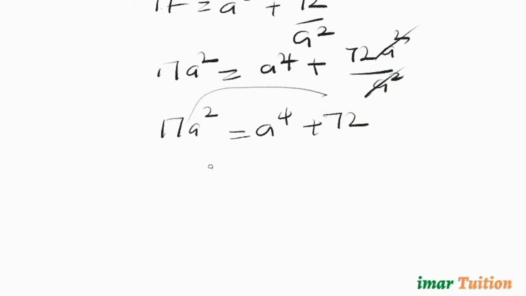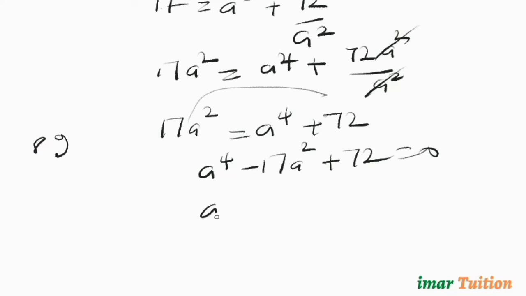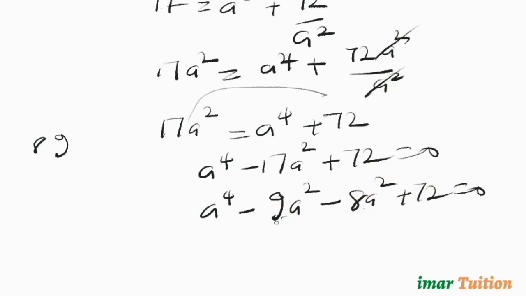Take this to this side. We'll have a raised to the power 4 minus 17a squared plus 72 equal to 0. So factorize: the numbers that can work here are 8 and 9. So we'll have a raised to the power 4 minus 9a squared minus 8a squared plus 72 equal to 0. This times this gives you this, 8 times 9 gives you 72.